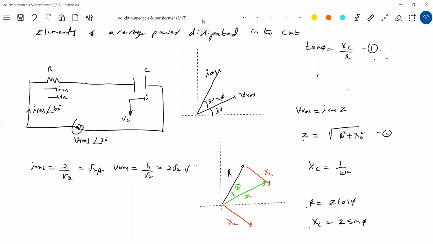Answer, average power. 3 plus square root 3. Huh? Okay, I'll write it here. Okay, yeah, fine. Thank you.